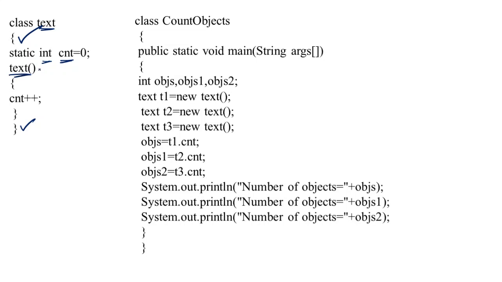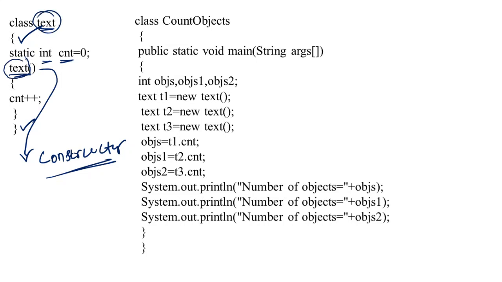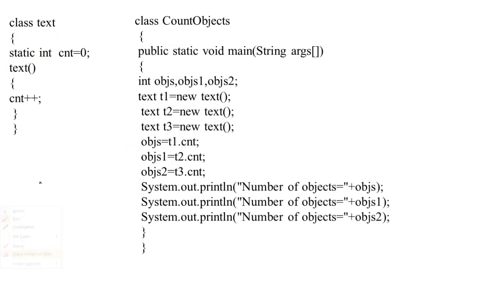What is this Test? This is known as a constructor. We already discussed constructors. A constructor is a method whose name is the same as the class name, without a return type. Here the class name is Test, so my constructor name must be Test. What is the functionality of this constructor? cnt++ means I am incrementing the count by 1. This is the beginning and ending of the constructor, and the ending of the class.